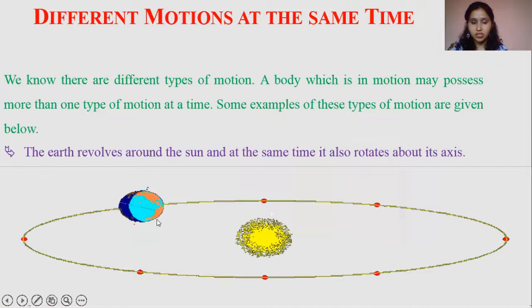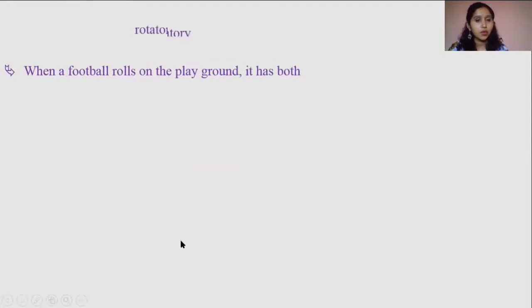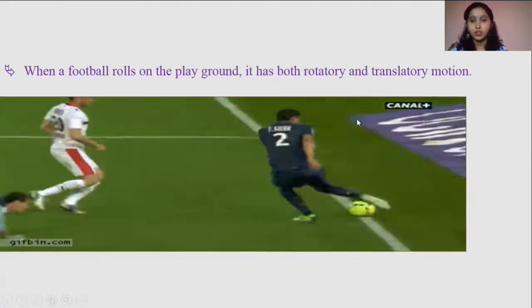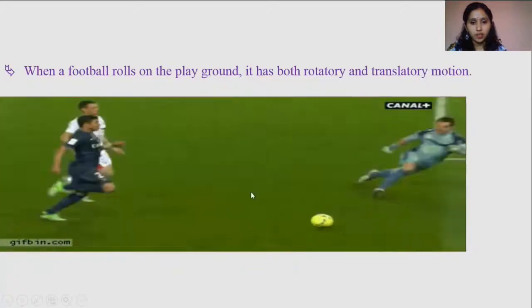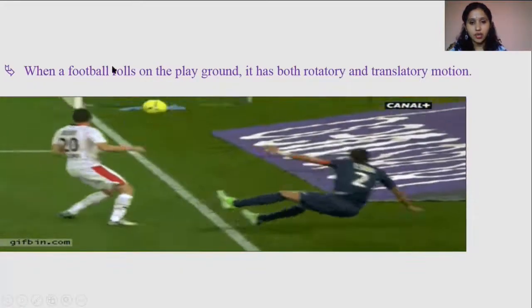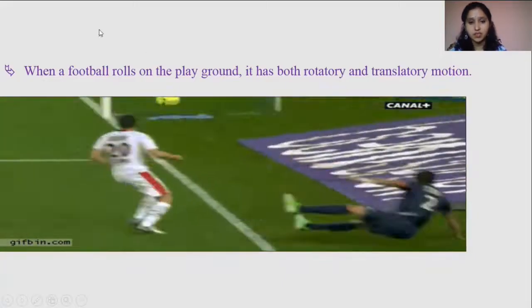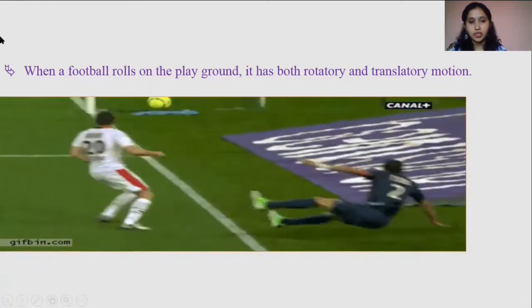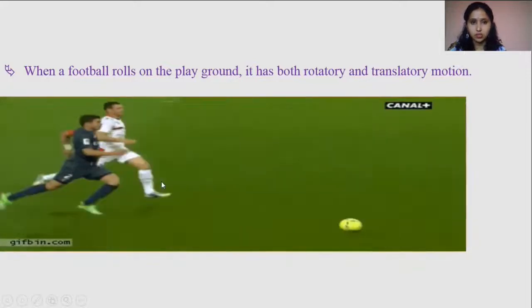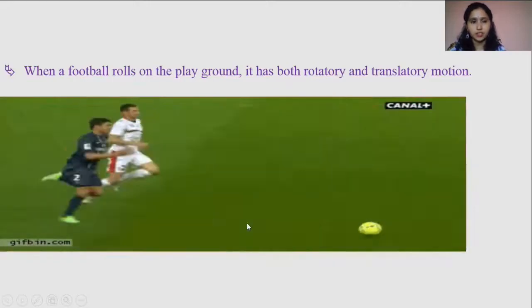Similarly, another example. When a football rolls on the playground, it has both rotatory and translatory motion. A moving ball, while moving, is rotating on its own axis, so it has rotatory motion. It is covering distance with its whole body, which is translatory motion, and it is moving on its own axis also, which is rotatory motion. So at the same time there are two types of motion in a moving ball, rotatory and translatory.